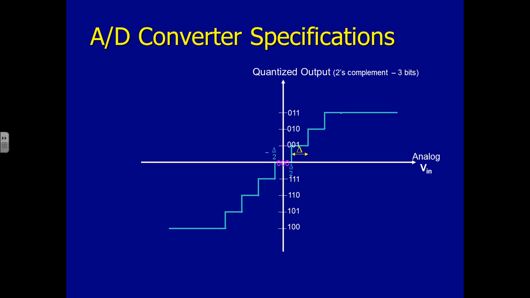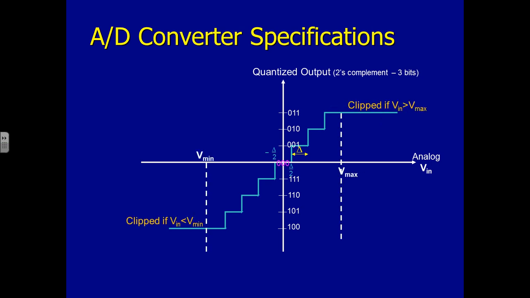The width of that range we use a delta to describe. That tells us the resolution of one bit in the analog to digital converter, meaning that every time I change by one bit or one count in my output, it represents this much of a voltage change on the input signal.